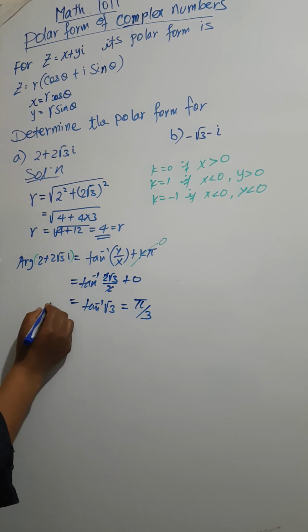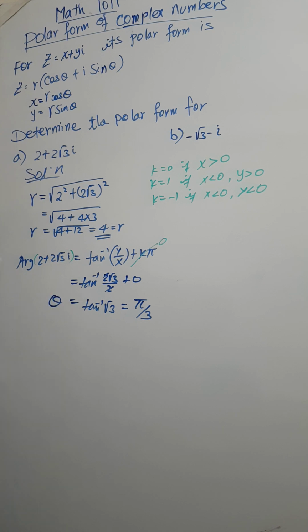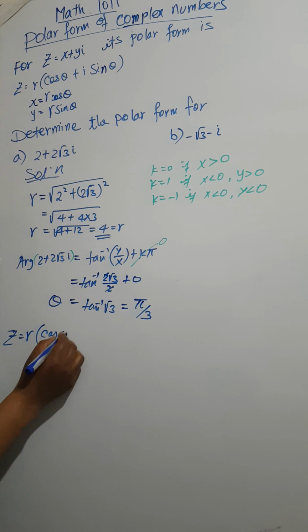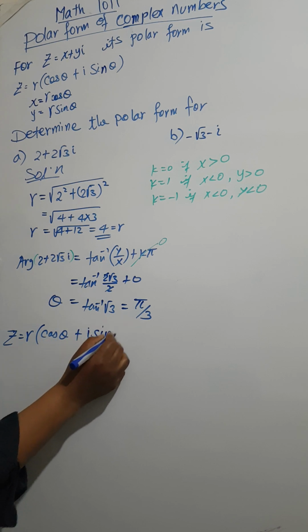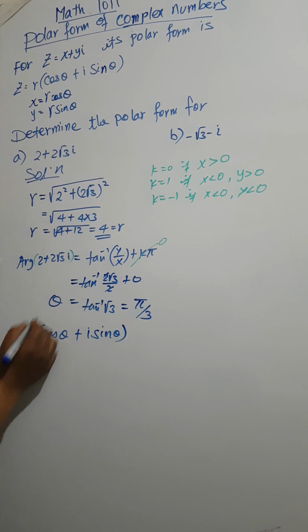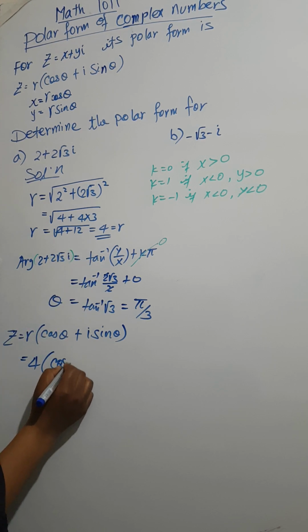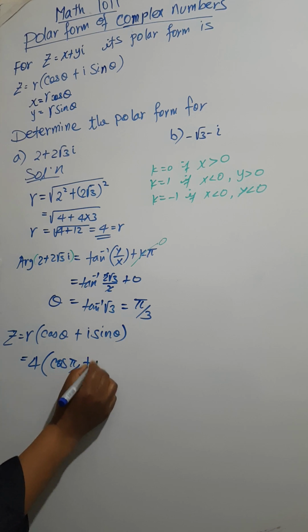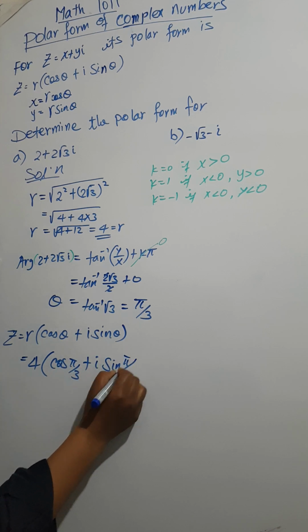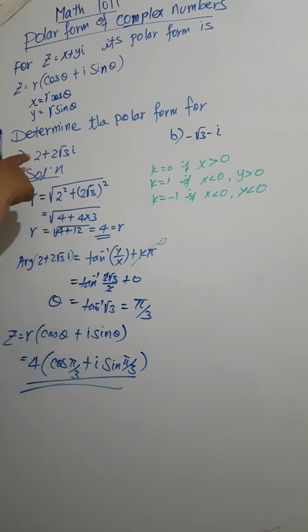Now we got theta, we got the argument. The polar form is z equals r into cos theta plus i sin theta, and our r is 4. So our polar form is 4 cosine of pi over 3 plus i times sine of pi over 3, which is the polar form for this complex number.